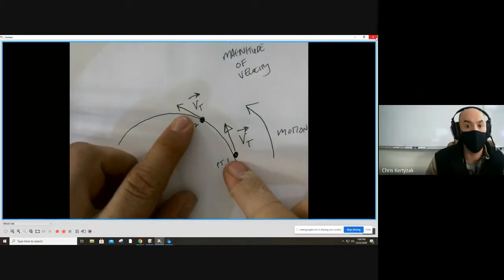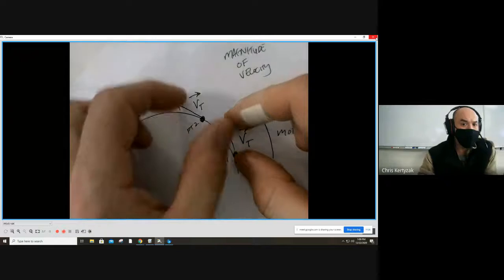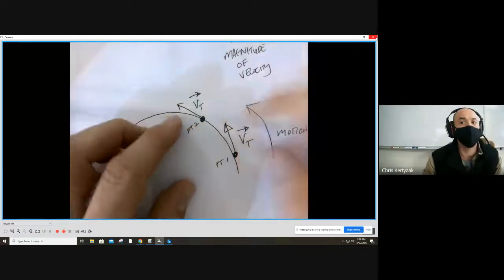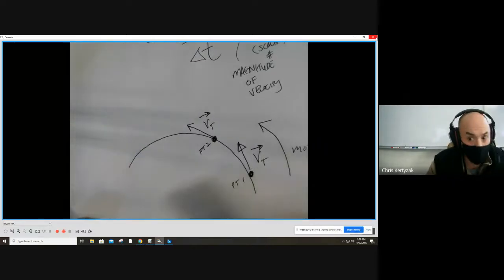So did the velocity change? Yeah. In length? In magnitude? In speed? No. In direction? Check. Yes. It changed in direction. So that means just a change in direction, even though the speed is not changing.